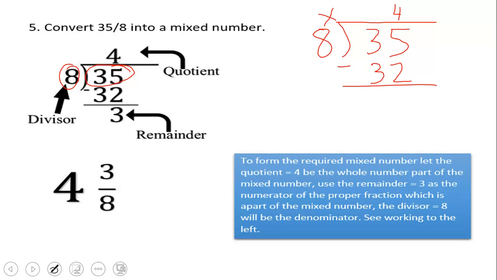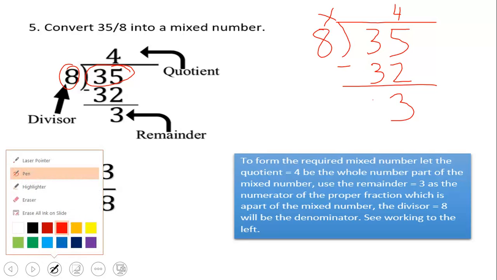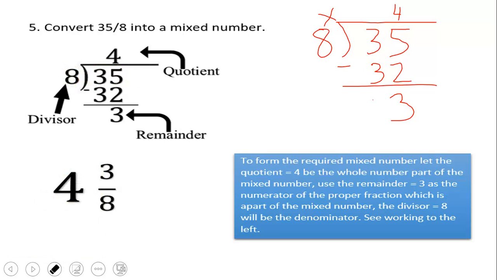And then we subtract. We say 5 minus 2. 5 minus 2 is indeed 3. And 3 minus 3 is 0. Okay, so as it is pinpointed here, 8 is the divisor, 4 is the quotient, and 3 is the remainder.